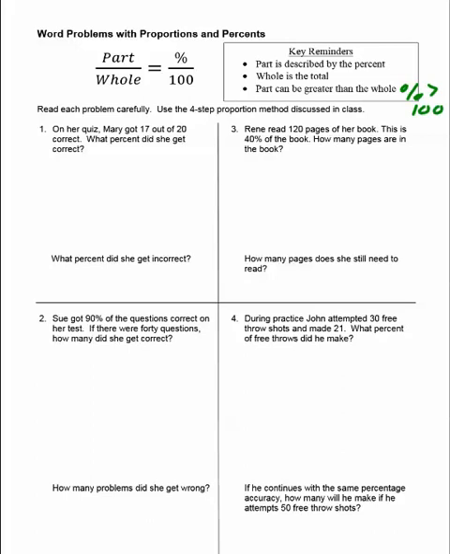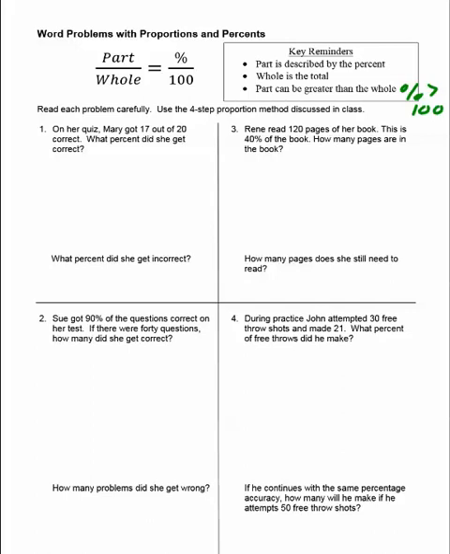Now remember, another way to make sure you're doing this correctly is if your part is greater than your whole, your percentage is going to be larger than 100, and if your part is smaller than your whole, your percent is going to be less than 100. So, once again, we want to read each problem carefully and then set up our proportion to solve.